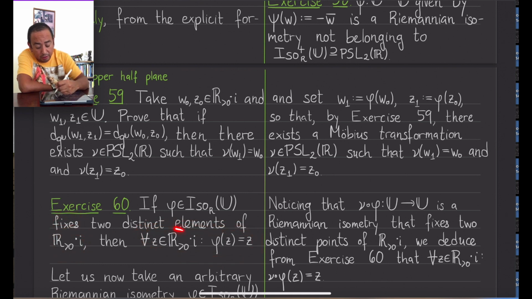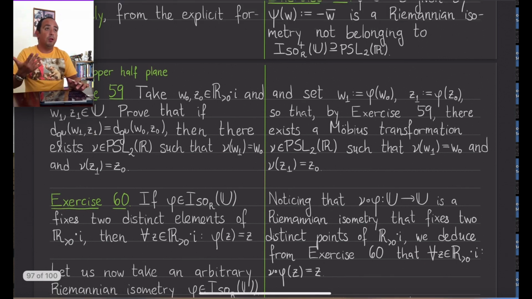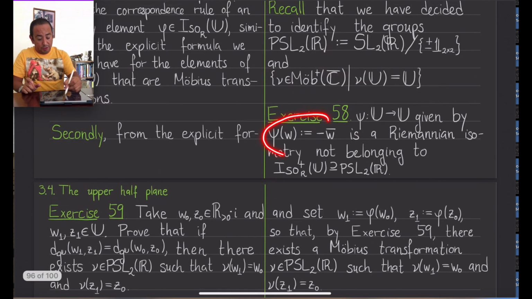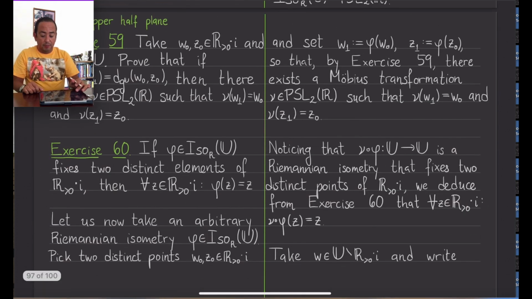So in order to deduce that an isometry fixes every point in the positive part of the imaginary axis, it suffices to show that it fixes 2 distinct points on it. For instance, think about it, we know 2 isometries that have the property of fixing the positive part of the imaginary axis pointwise, right? Namely, the identity, but also this one, the reflection along the imaginary axis. But so far, we don't know that they are the only ones. That's something to keep in mind.